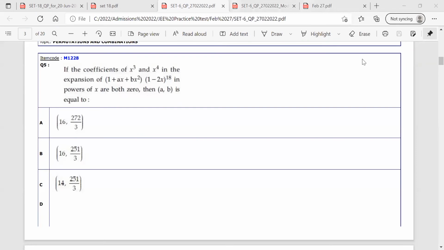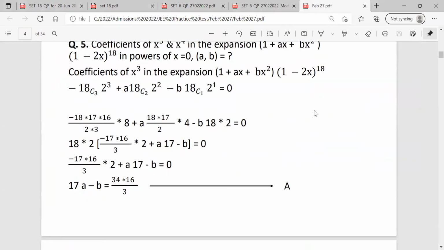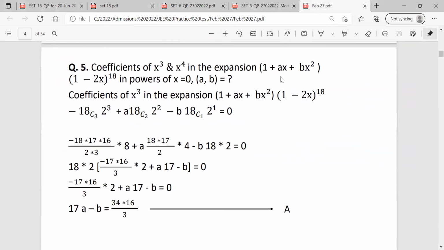What is the value of A and what is the value of B? So let's see how we can solve this question. I have written the expansion here, and the whole question is here. So what we have to do is equate the coefficients of x cube and x raised to 4 to 0. That is what is being asked in the question, and we have to find A and B. So the coefficient of x cube in the expansion, this is the expansion. So just analyze what will be the coefficient of x cube. For the case of 1 with (1 minus 2x) raised to 18, what will be the coefficient of x cube?